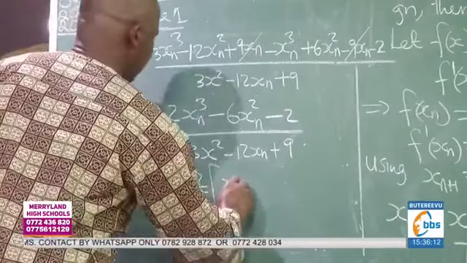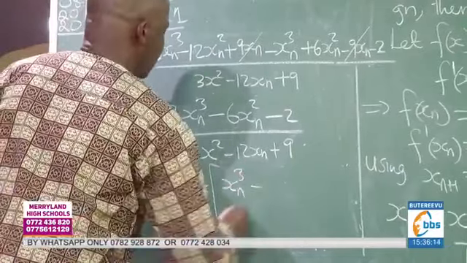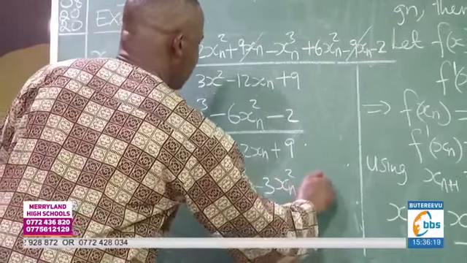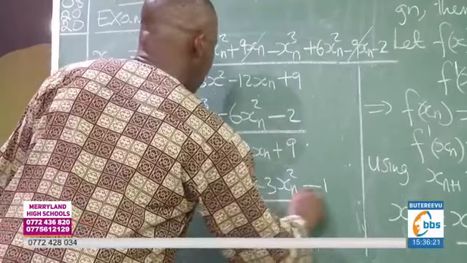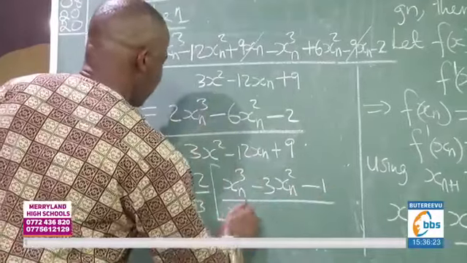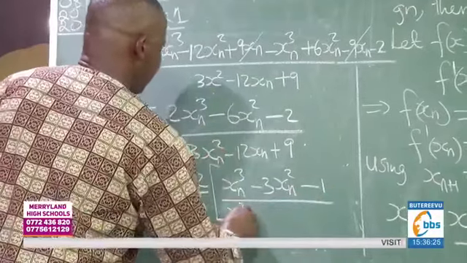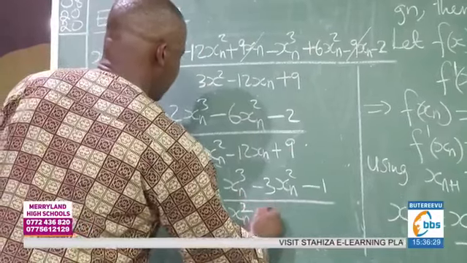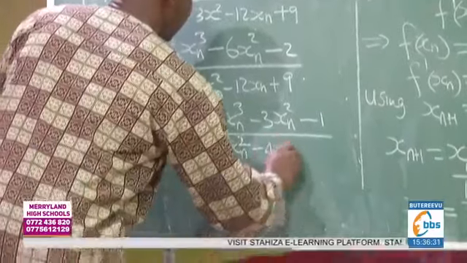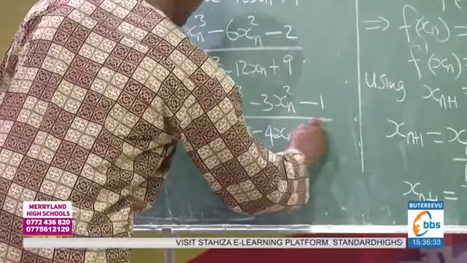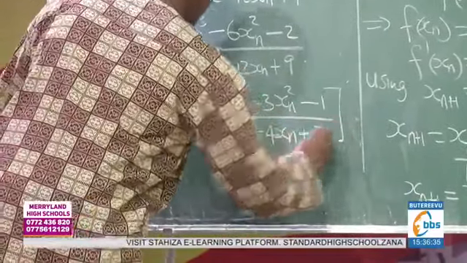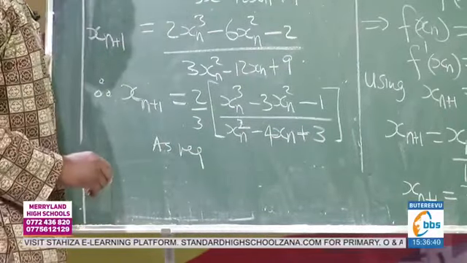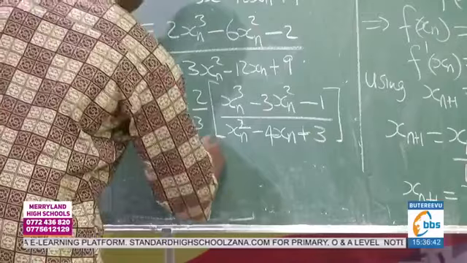This will stay as xn cubed minus 3 xn squared minus 1 all over, there is an xn here, xn squared minus 4 xn plus 3 as required. This should be as required.